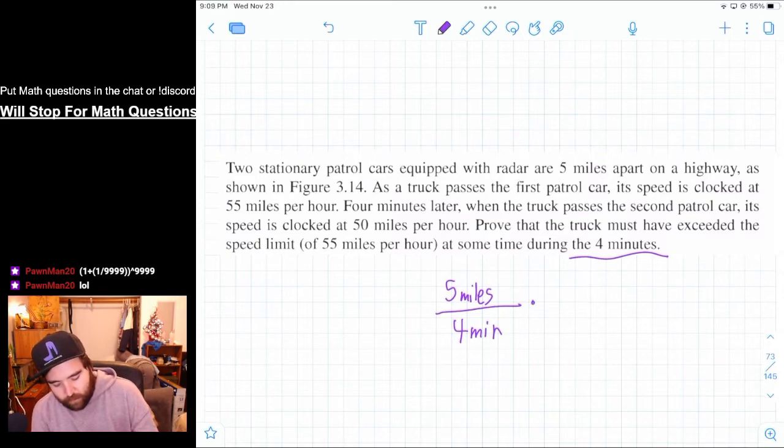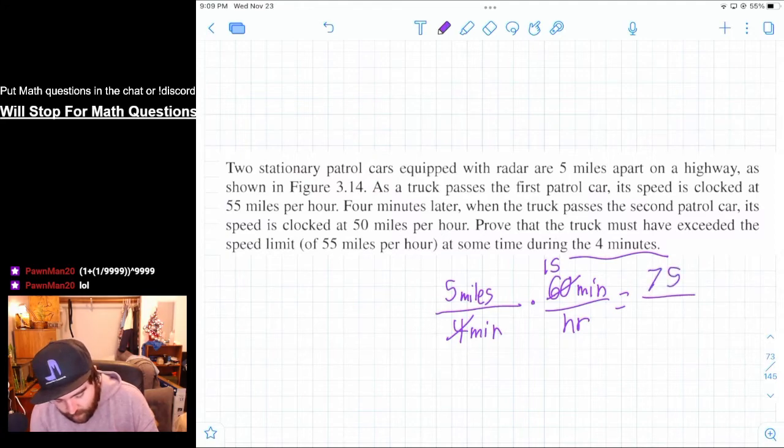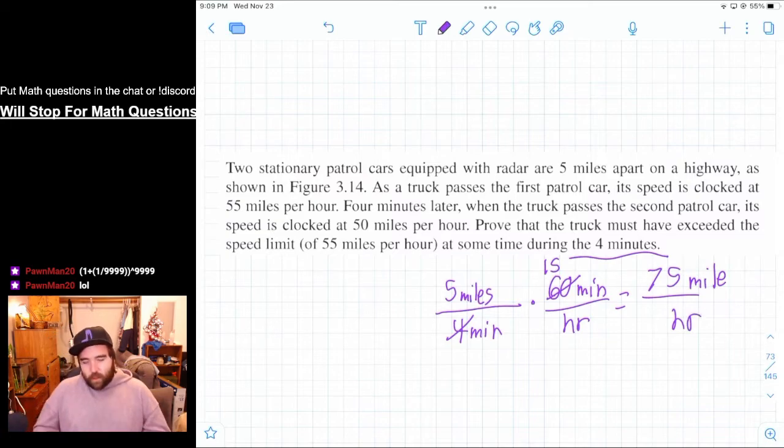But in reality, we want hours. So there's 60 minutes per hour. What's 60 divided by 4? 15. What's 5 times 15? 75. Oh, this dude's a wild one. So his average speed was 75 miles per hour. That's one of the things the mean value theorem will tell us. His average speed going between these two cops was 75 miles per hour.